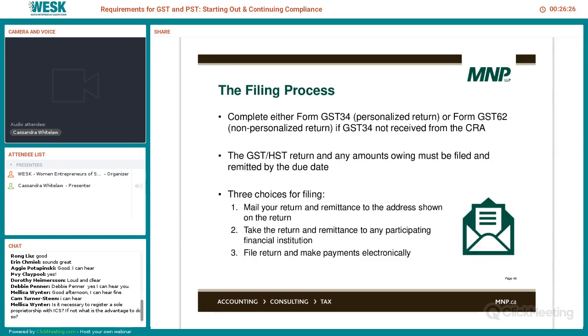You can file your return and your remittance either by mail. You can also do this through a financial institution, such as a bank, or you can do your return and payments electronically. My preference, if you can, is to file electronically because it's quick, it's easy, and you get a confirmation number right away showing that your return was received.